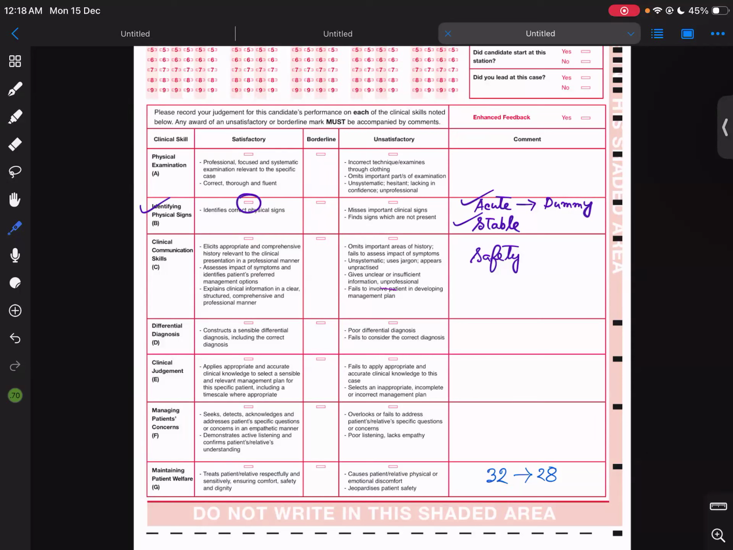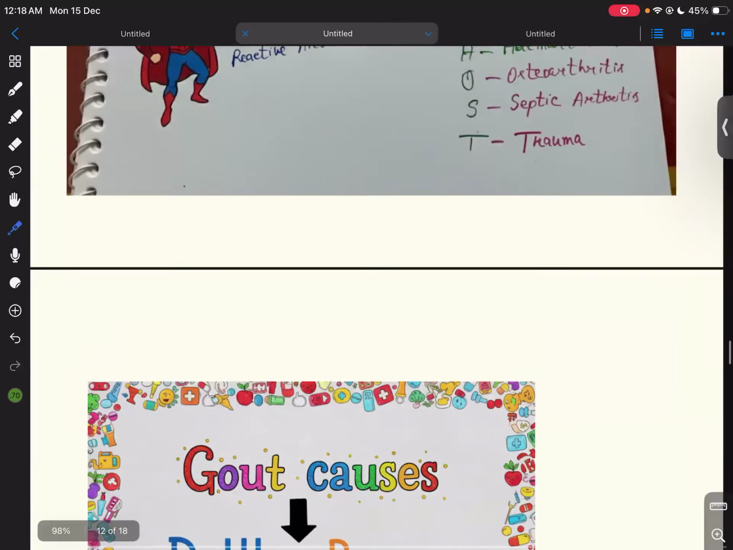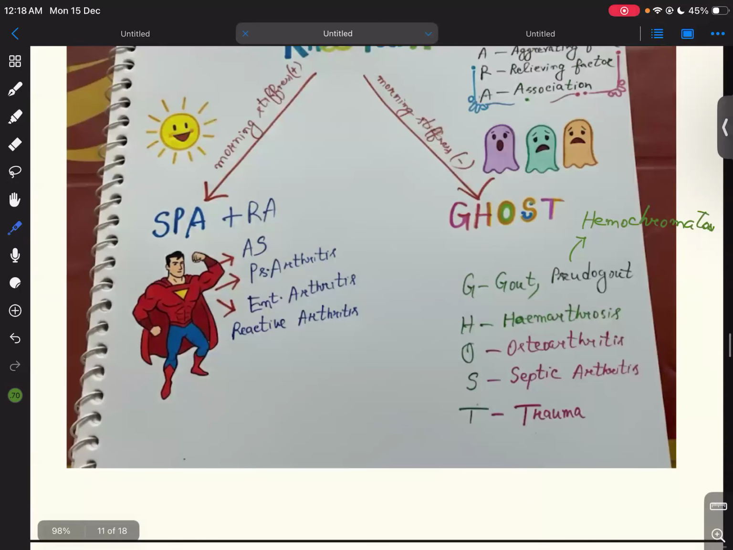Brevis has to give marks using the skill, like how the physical examination would be scored, and in identifying physical signs and clinical communication. And you have to practice it, doctor, because you have to think like the examiner also. After that, you will be able to get the full mark. And it will automatically become easy after repeated practice and after 2 or 3 episodes of sessions.